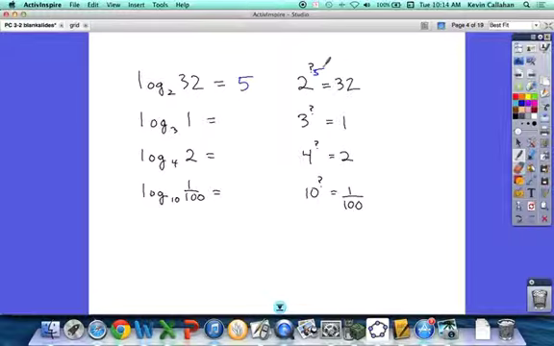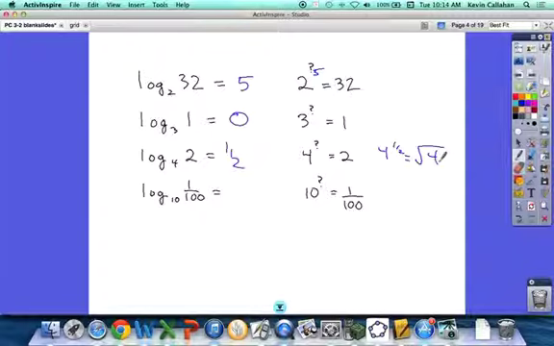What power would I raise 3 to get 1? If you want to look at it in the exponential form here, 3 to what power equals 1? 0. Anything to the 0 power equals 1. Right? What power would I raise 4 to get 2? 1/2, right? You got to think of that as to the 1/2 power. 4 to the 1/2 is the square root of 4. So that's your 2.